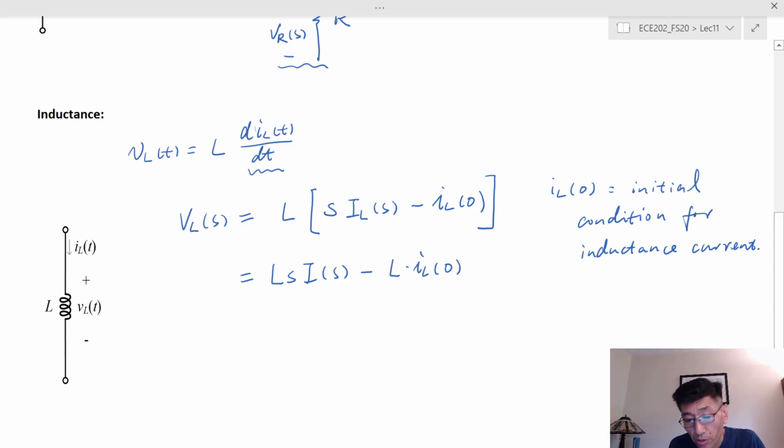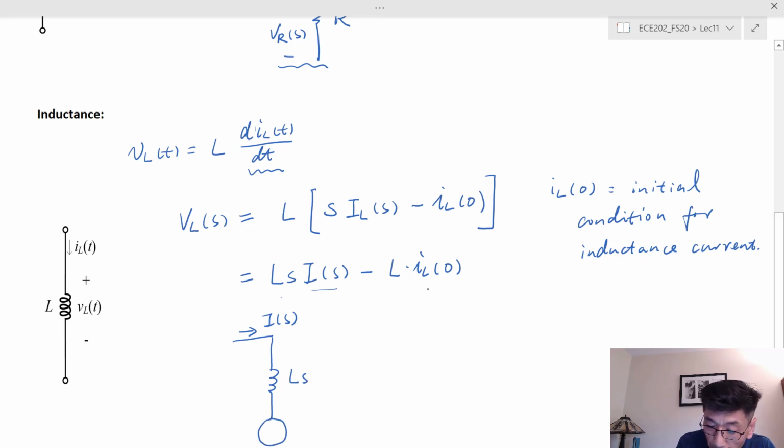So if I draw the equivalent circuit this way, I have a voltage. So this is the total voltage. That's going to be the voltage across this one here, LS times the current I sub S. Oh, this is just LS. So the voltage across this is going to be this term, right? And then we have another, this is like the voltage source minus this one. I could do this negative L I sub L zero. If I don't like this negative sign here, I can remove it if I flip the sign of this voltage, right?